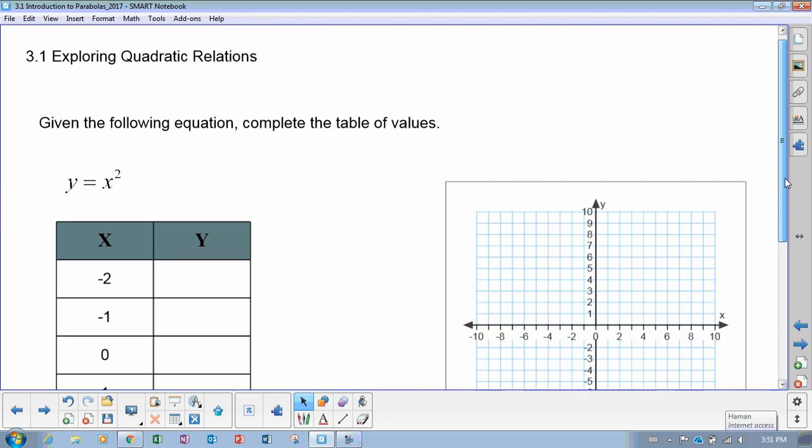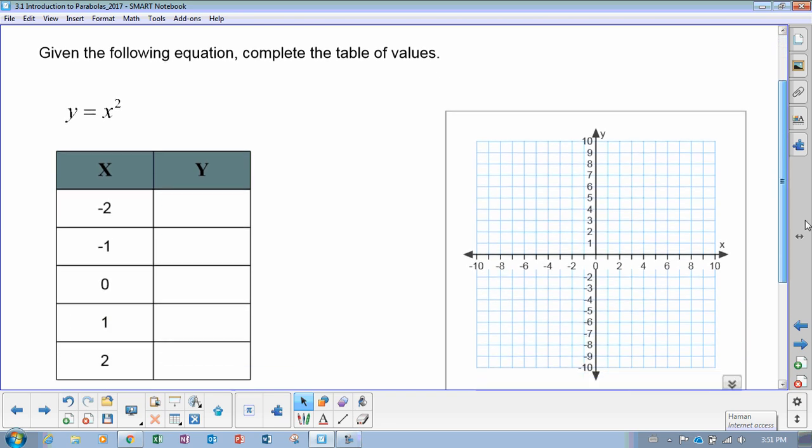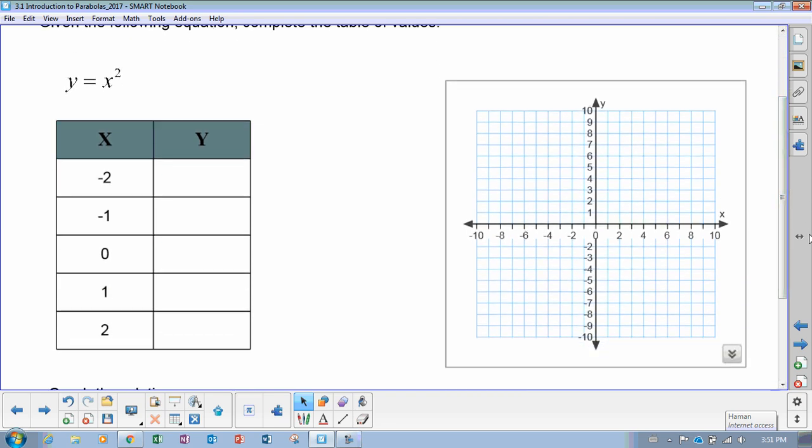So we are going to complete our table of values and then use it to graph. So we have y equals x squared. So this is our base function, if you want to call it that, or our base relationship. It's the most simple one we're going to have. Just like when we're graphing a line, y equals x, one of the most straightforward ones that we have.